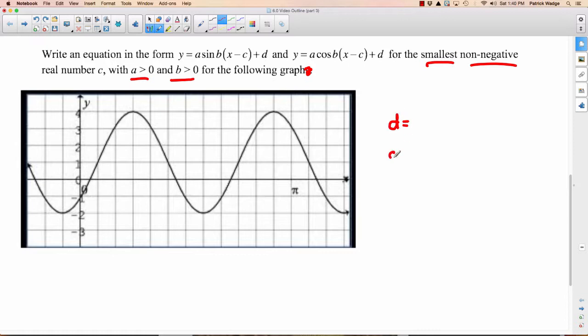I'm going to put DABC. We all love dabbing, unless you've forgotten what dabbing is, which is hard to believe that young people would ever forget how to dab. Okay, D. D is how much the graph is shifted up or down.